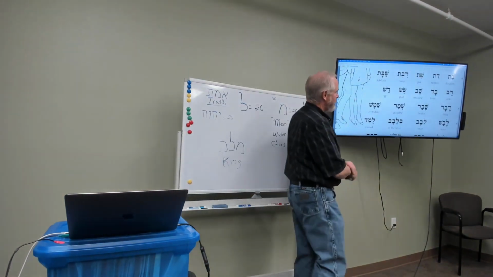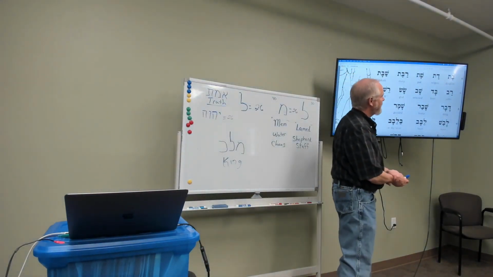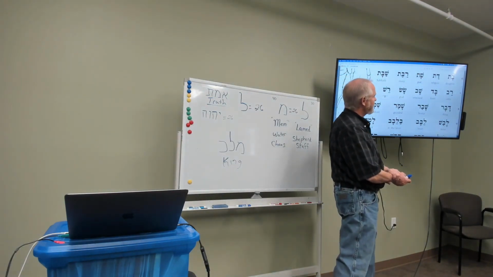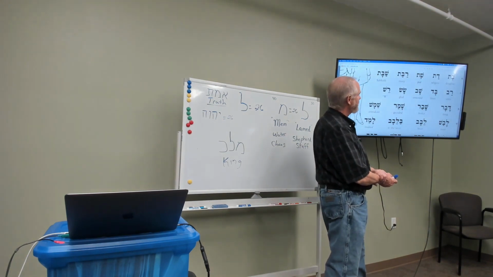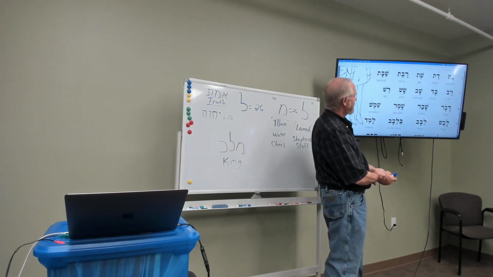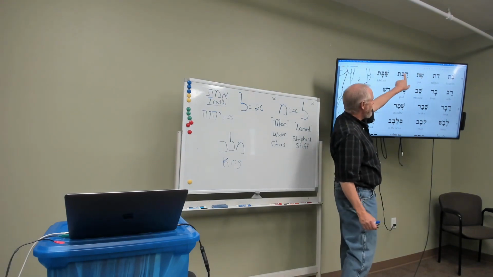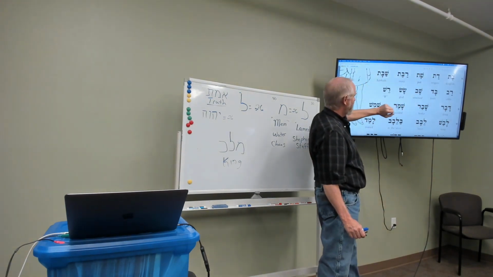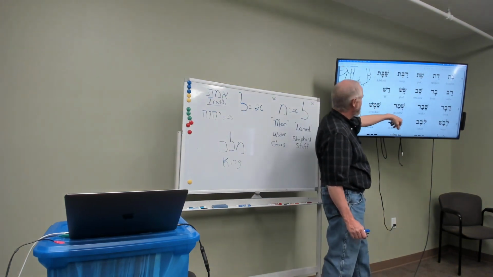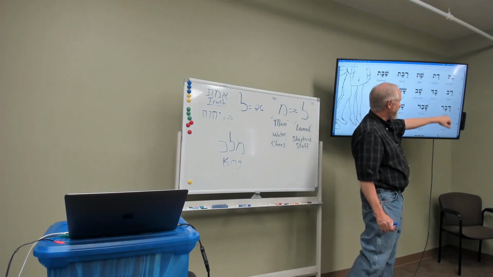Okay. Daughter is bat. Religion is dat. Shot. So Ra, Bat, Rabat, Shabbat. Okay, line 7.